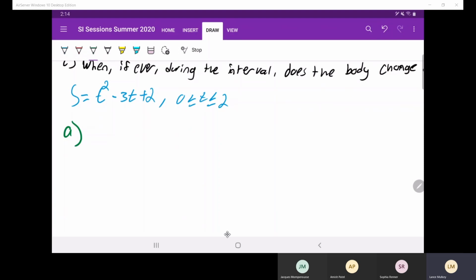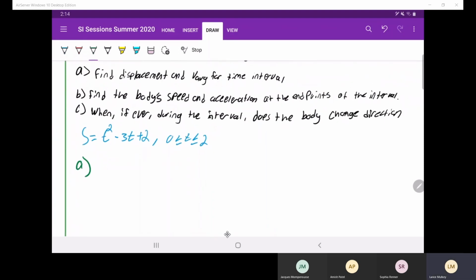All right, so for the first part, find the displacement and average velocity over the given time interval. So, first question, do we need the derivative to solve for A? Correct. We do not need the derivative to solve for A because displacement is just distance. There is a direction, but it's not in relation to time. And the average velocity is not instantaneous. Therefore, you don't need the derivative.